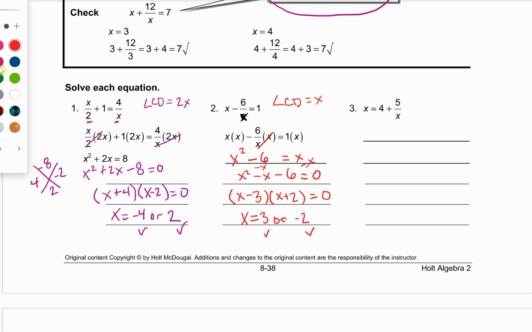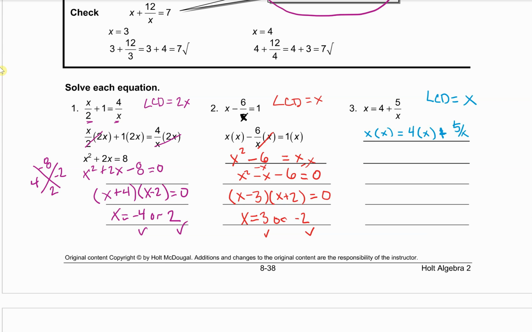Let's do another color, just for fun. I love doing more than one color. All right, so least common denominator here is going to be, well, there's only one. It's going to be x. So I'm going to have x times x. I'm going to have 4 times x. And I'm going to have plus 5 over x times x. So that gives me x squared equals 4x plus 5.